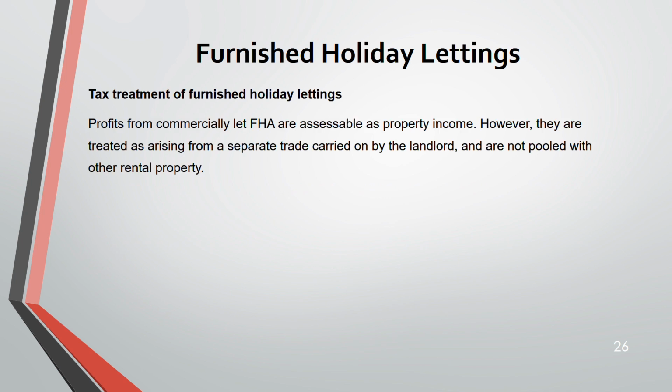Now, tax treatment. Profits that you get from this furnished holiday lettings come under property income only. But they're treated separately from your other rental income. Okay. You are not adding them together with your other rental property. For example, you have other properties from which you are collecting the rent. You don't add this profit with those rents. They are kept separate.